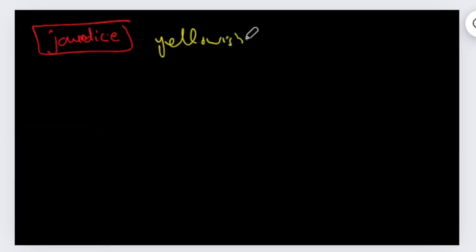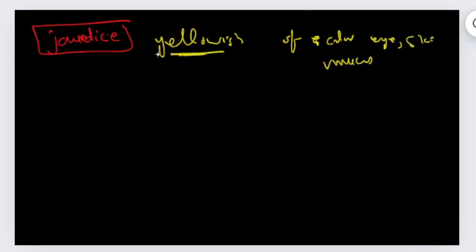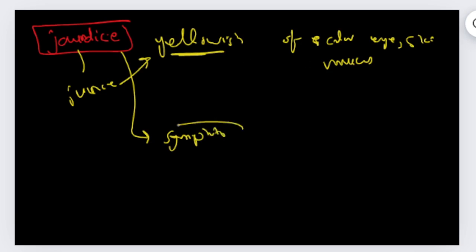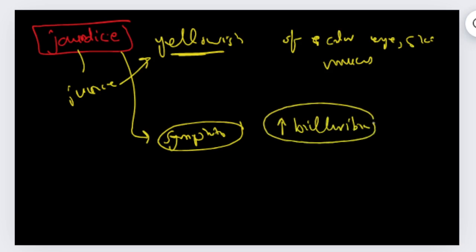Now we will come to jaundice. What is jaundice? Jaundice is the yellowish discoloration of the sclera of the eye, skin, and mucous membranes. The word is derived from the French word meaning yellow. Jaundice is not a disease or disorder in itself. It is a symptom, a symptom of different types of diseases. When bilirubin is increased, it causes yellowish discoloration, jaundice. So this is the simple mechanism.